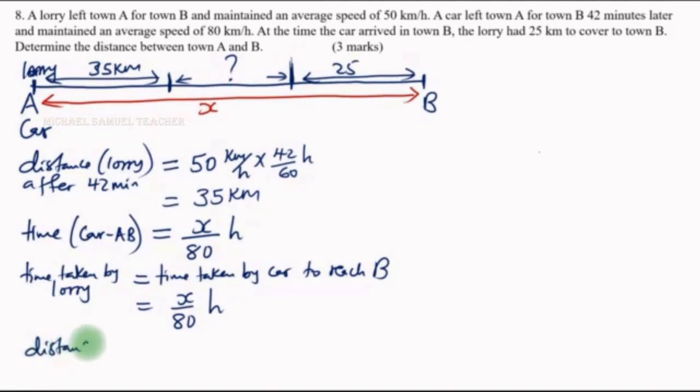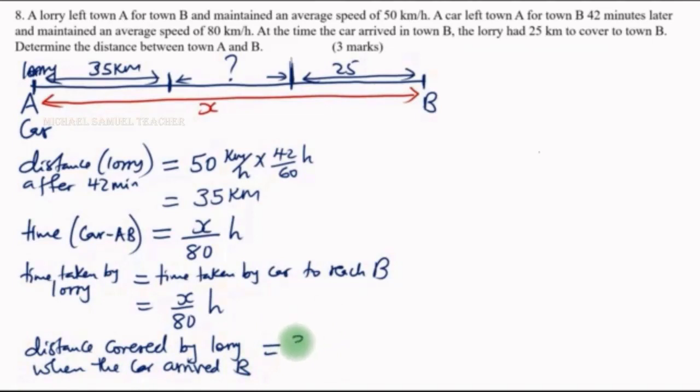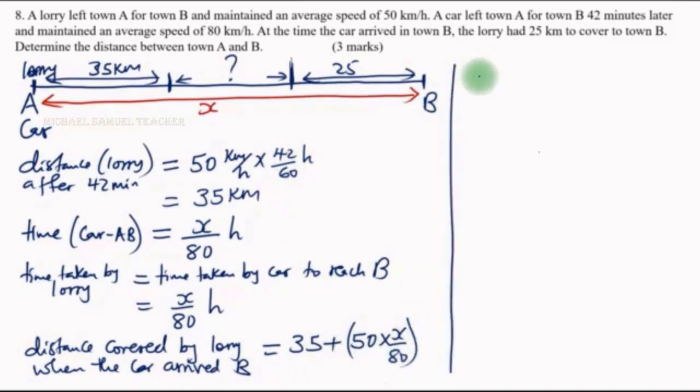Distance covered by lorry when the car arrived at town B to be 35 plus now the other distance that remains, so it is actually speed times time, and it will take x over 8. Then from here this will be 35 plus, so this is 5 over 8 x. That is the distance that the lorry covered.